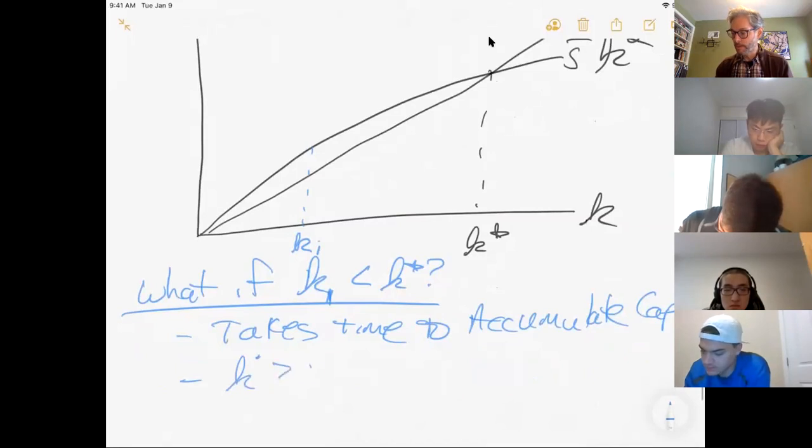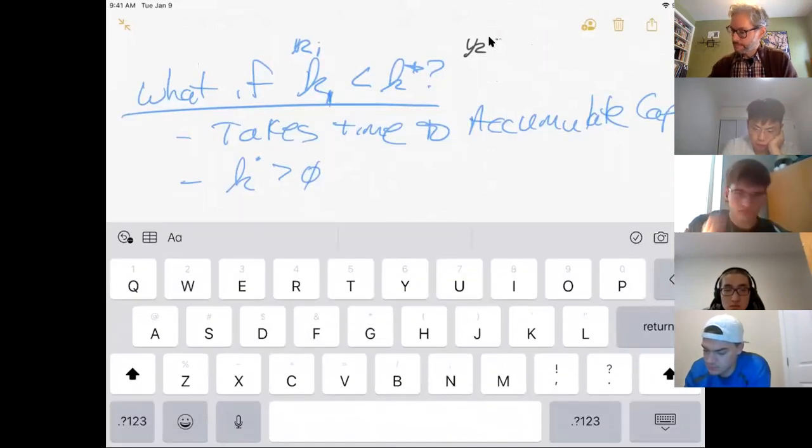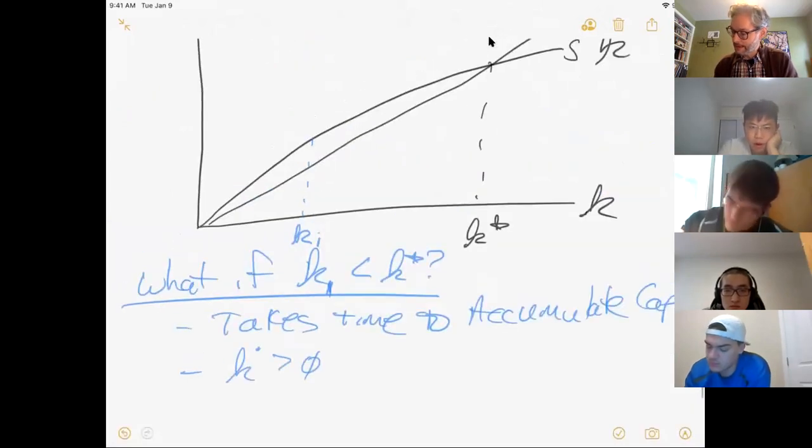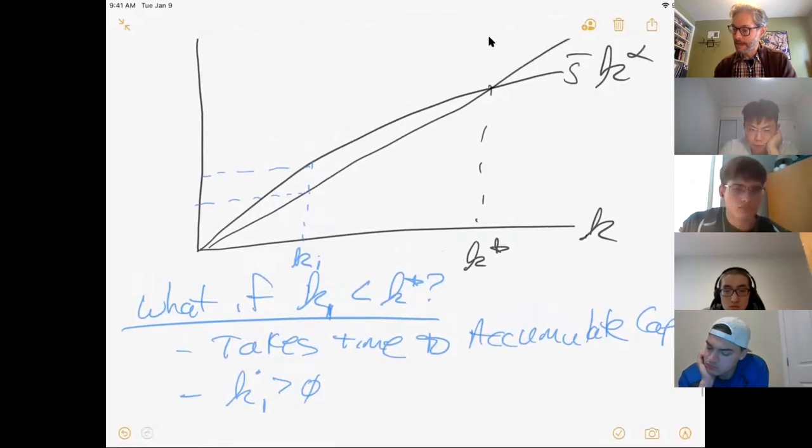So in the meantime, what's going to be true about K dot? As we can see here, at period 1, K dot is going to be positive, right? Because S times K to the alpha power is greater than delta plus N times K. So at this point, K dot is going to be greater than 0, and you grow.